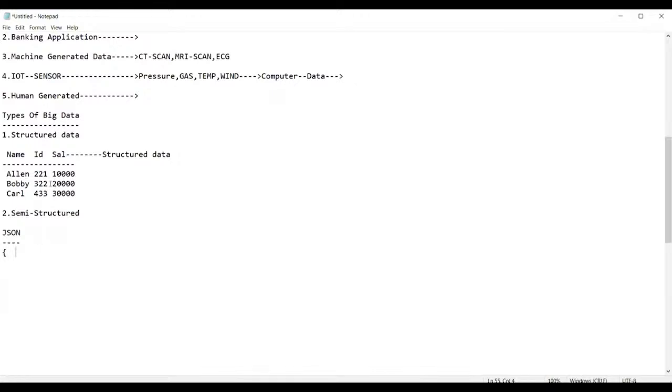Now, if I define this data in JSON format, let us see how the data will be. Name, under double quotes, and use the colon, Alan. Now, guys, use a comma. After this, use it again, ID.